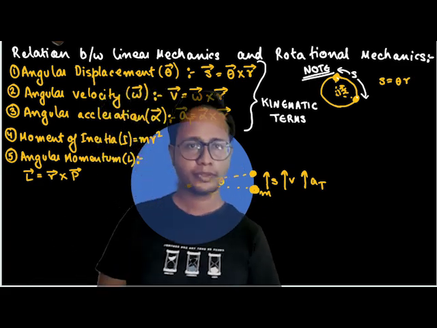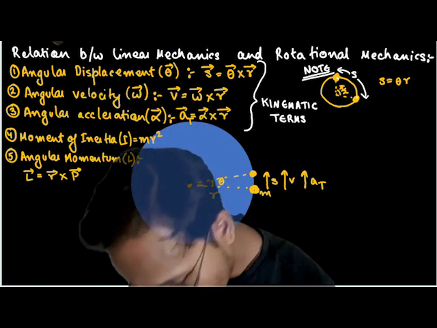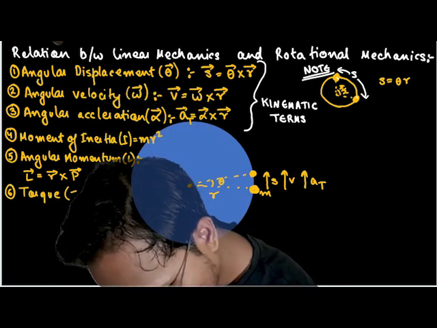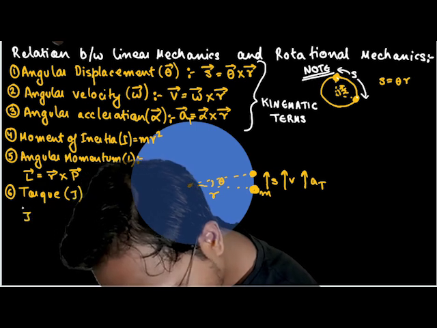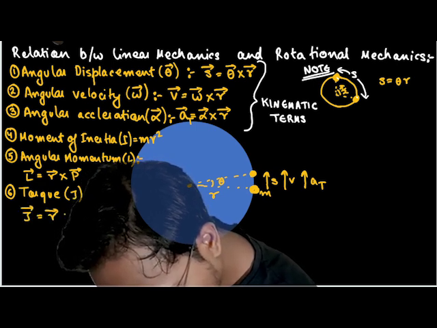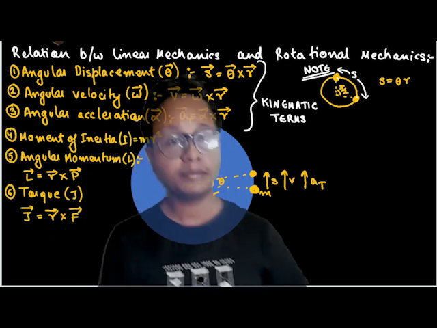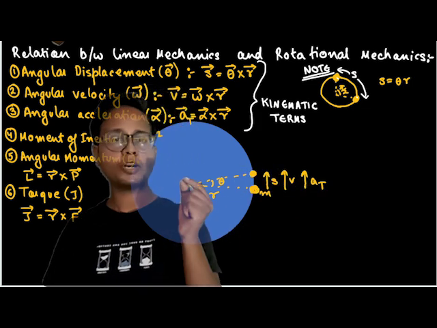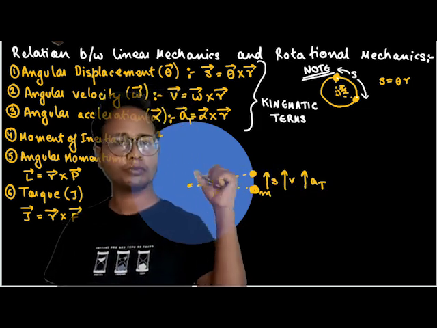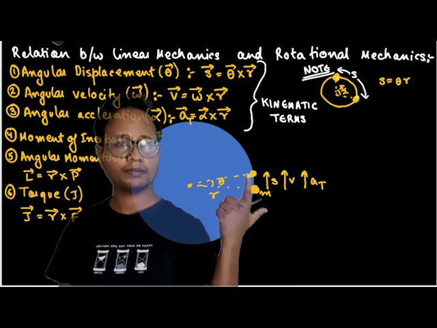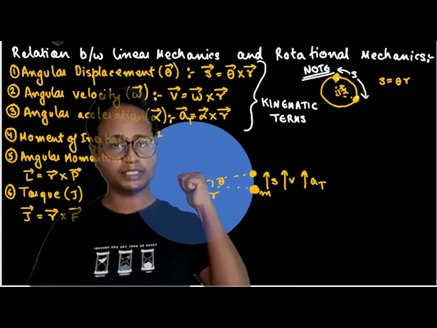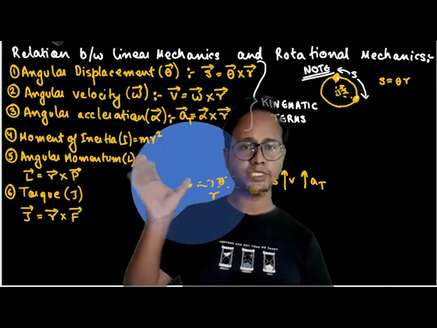Now the last term that we're going to study is torque, given by T. Torque is equal to R cross F. That means if this particle was being pushed by some force, the torque about the center of rotation would be nothing but R cross F. So the torque vector would be in this direction. So these are the 6 terms that you need to learn.